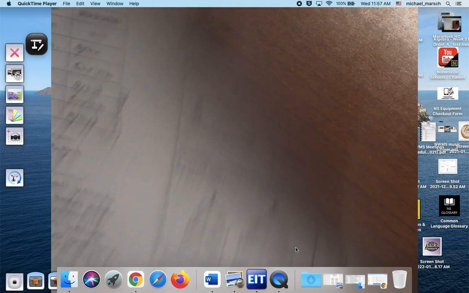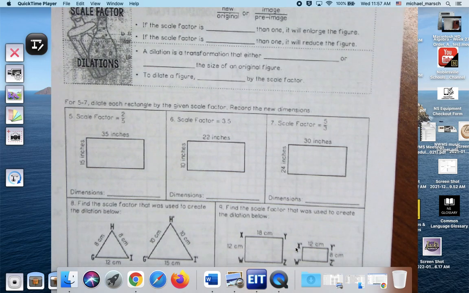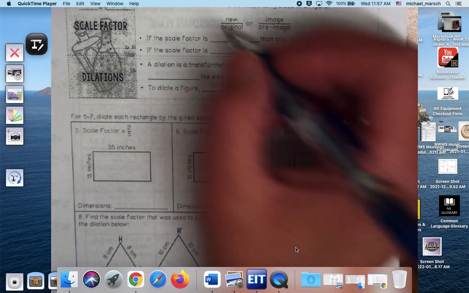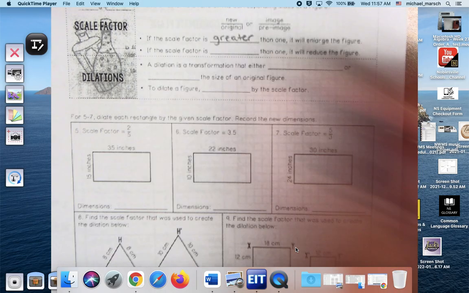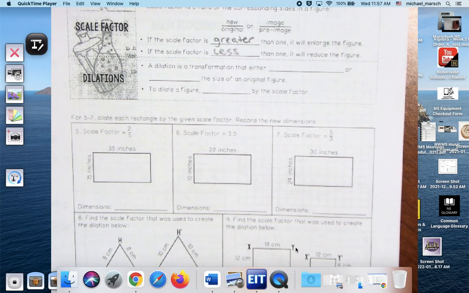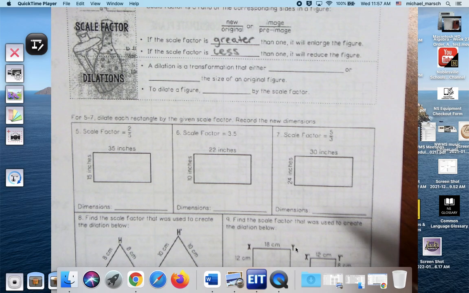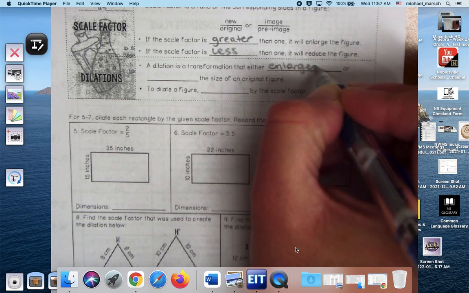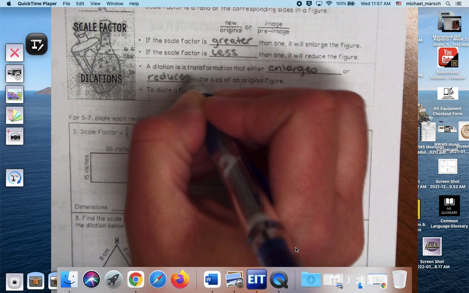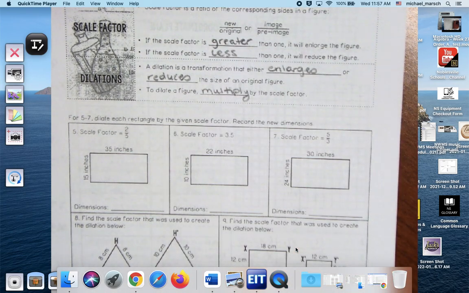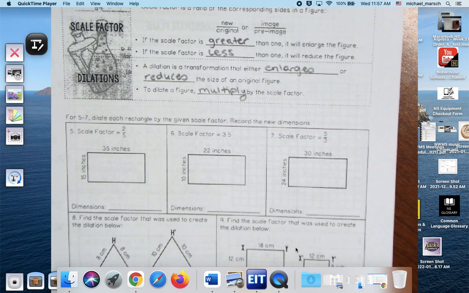All right, now we're going to apply the rules of scale factors to some shapes. If the scale factor is greater than 1, it will enlarge. If the scale factor is less than 1, it will reduce. A dilation is a transformation that either enlarges or reduces the size. To dilate, you multiply by the scale factor. So these are all the things we just talked about in our little Harold and his friends situation.